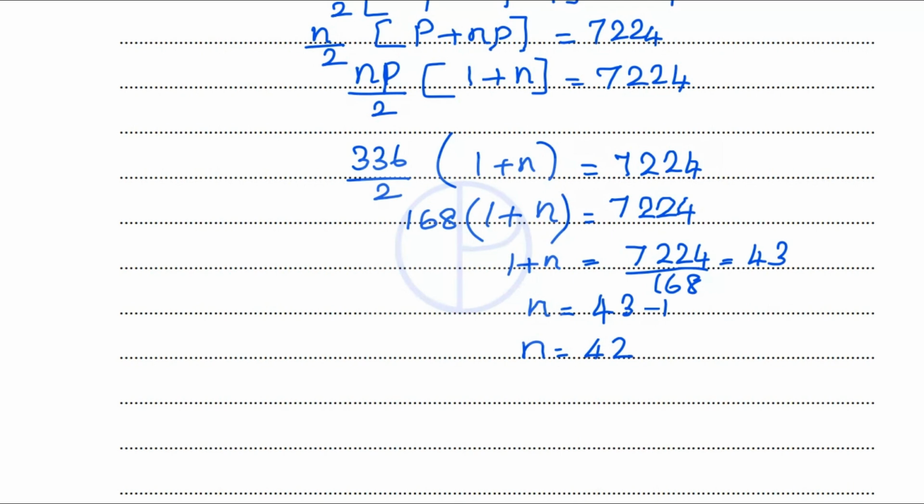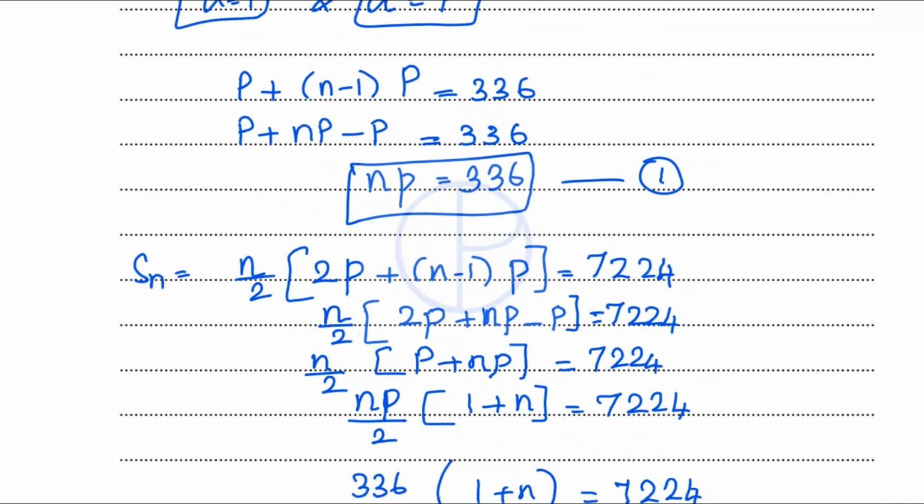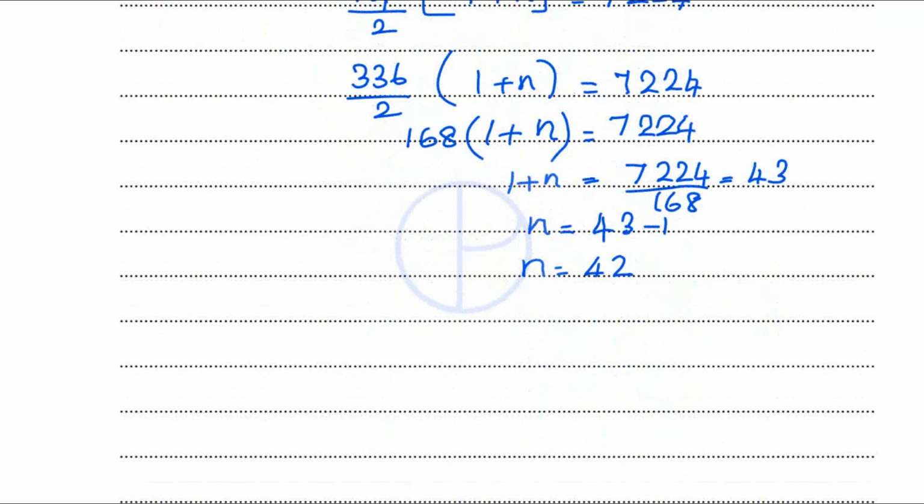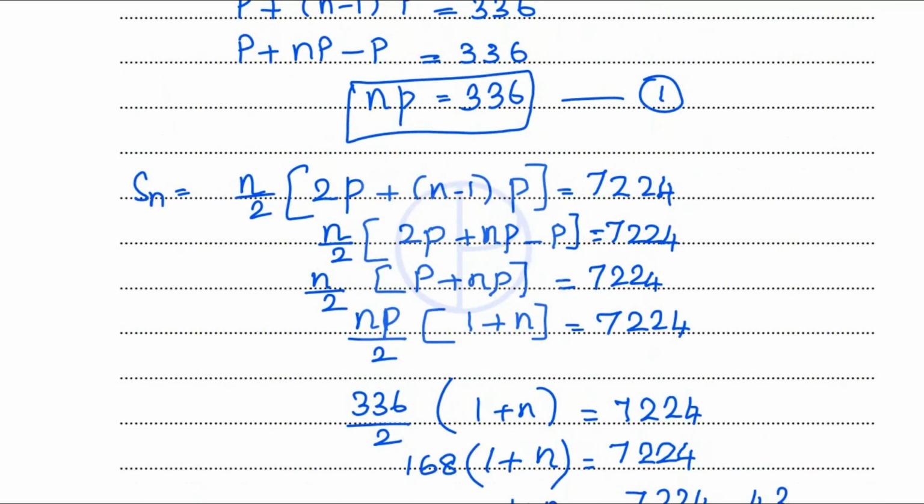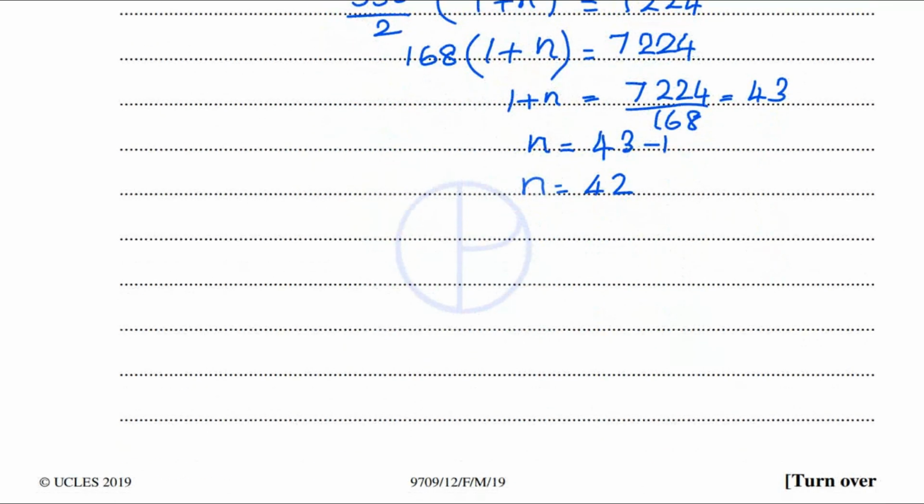So we need to find n and p value. So substitute n is equal to 42 in the first equation. Np equal to 336. And this is equal to 8. So p is equal to 8 and n is equal to 42.